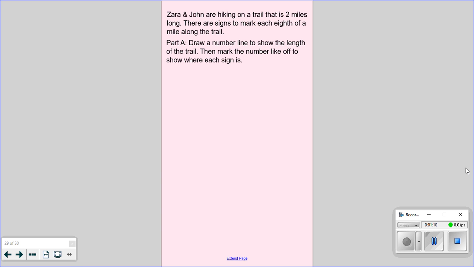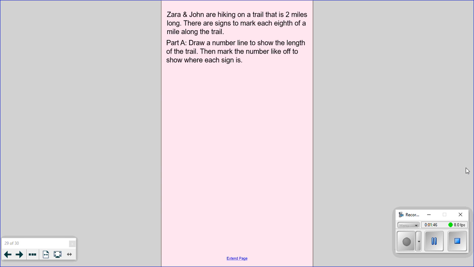Alright, so part A tells us to draw a number line to show the length of the trail, and then mark the number line off to show where each sign is. So let's go ahead and draw our number line. I know that I'm going to start at 0, because I haven't walked through anything. But where is my number line going to end?